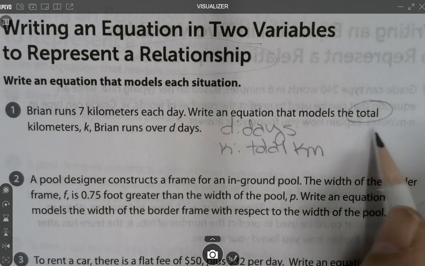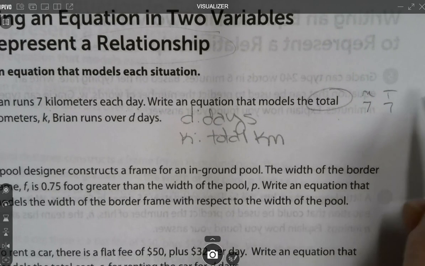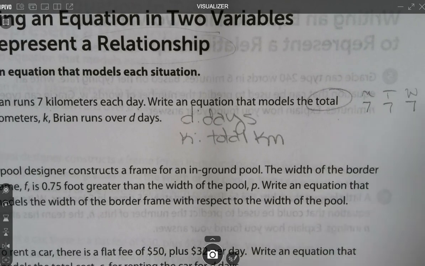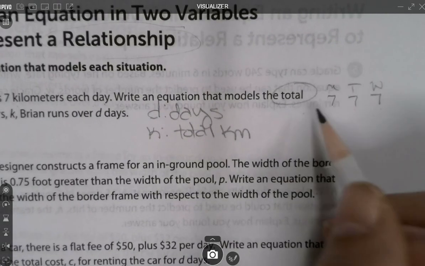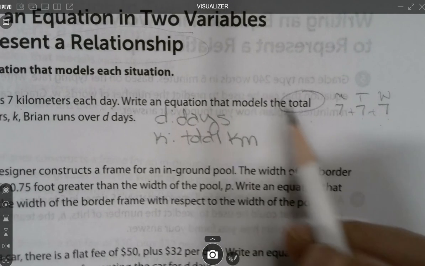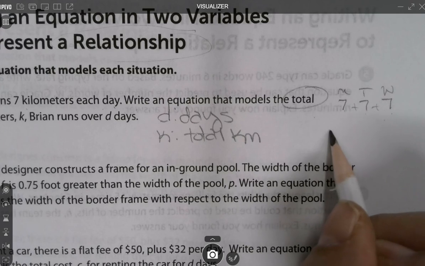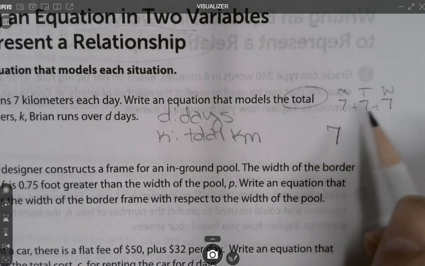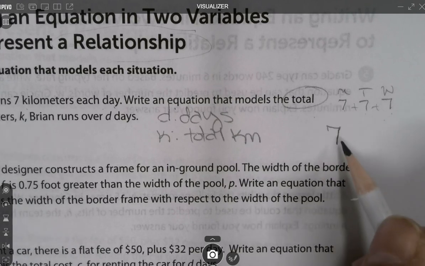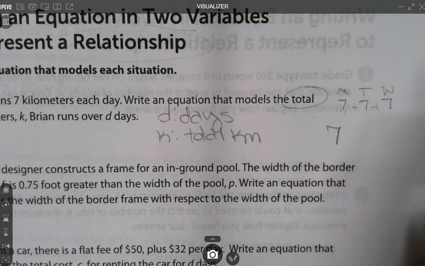So each day he runs 7. So if he did Monday, that would be 7. Tuesday, he would do 7. Wednesday, he would do 7. So what am I repeating? 7 equally. Well, what's repeated addition? Since it's a total, it's multiplication. So I know 7 won't change, but what affects my 7? The number of days. Do you just run one day? Do you run 3 days? Do you run all 7 days?